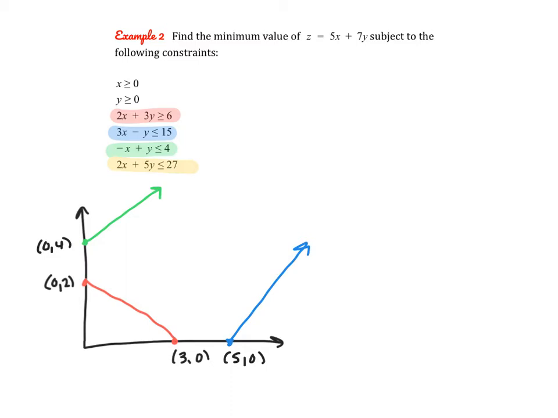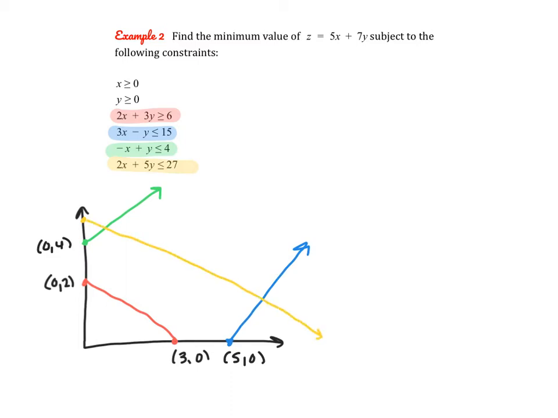And then for our yellow function, when x is 0, y is a little bit more than 5, so it's somewhere up here. It's actually 27/5. And when y is 0, x is 27/2, so it's going to be somewhere way over here, something like this.